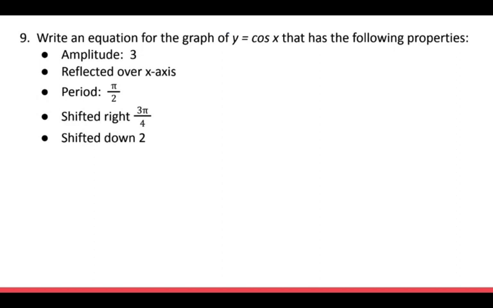All right, number 9 has everything written out for you. You just have to write the equation. It does ask for a cosine. So I know my amplitude is 3 and it's reflected over the x-axis. So I have y equals negative 3 because I need to deal with that reflection. And then cosine. Next up is the b.